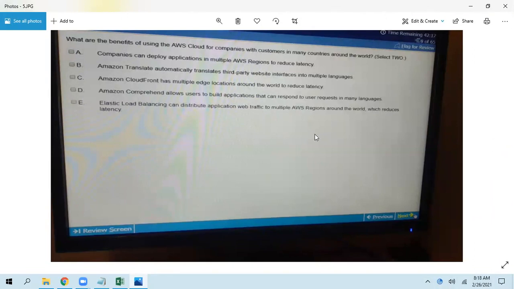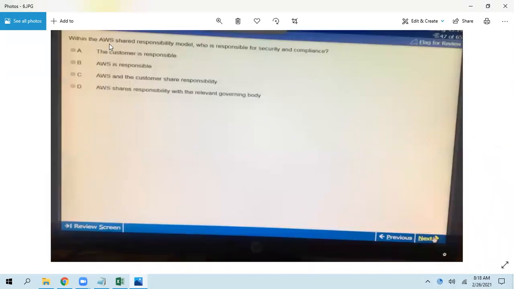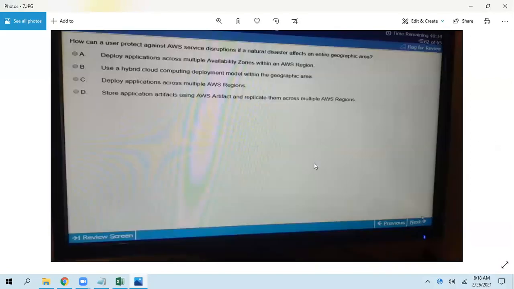So, benefits of cloud for companies migrating to AWS, and the shared responsibility model. I think we discussed this. Who is responsible for security and compliance? AWS and the customer. In the shared responsibility model, both parties are responsible.